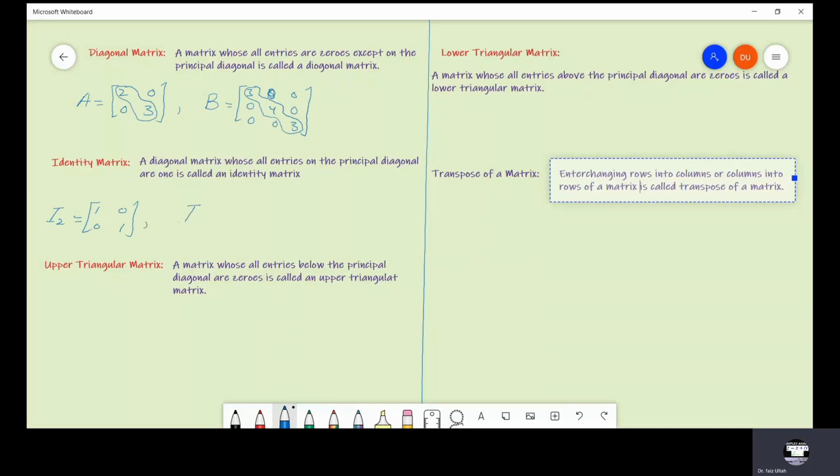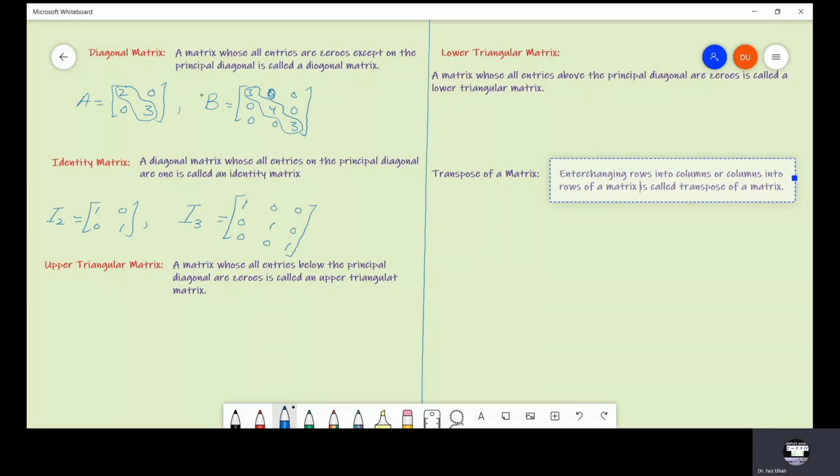Let us write another matrix I3, which is equal to 1 0 0 0 1 0 0 0 1. Again, entries on the principal diagonal are 1 and the remaining are zeros. So this is an identity matrix.